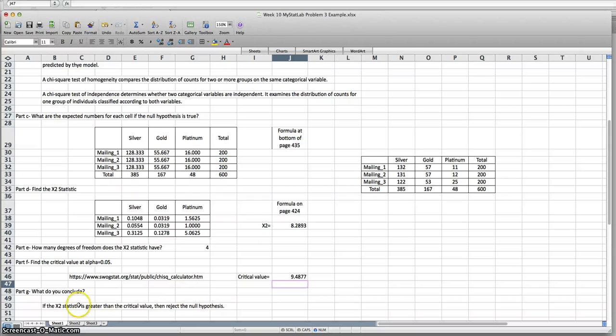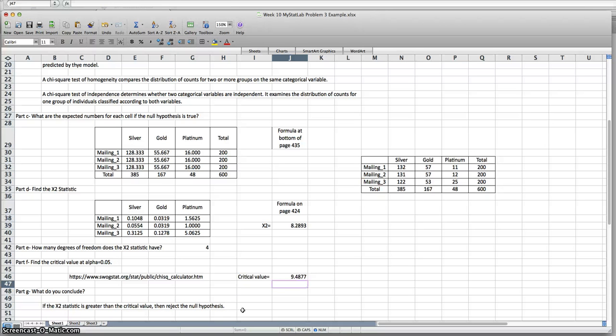So that leads us to the last part of our problem, part G. Is the chi-square statistic greater than the critical value? If it is, then we reject the null hypothesis. Let's look at it. Chi-square is 8.28. Critical value 9.48. So in this case, the critical value is greater than the chi-square. So in that case, we do not reject our null hypothesis.